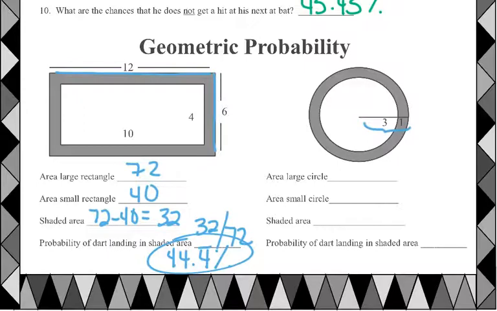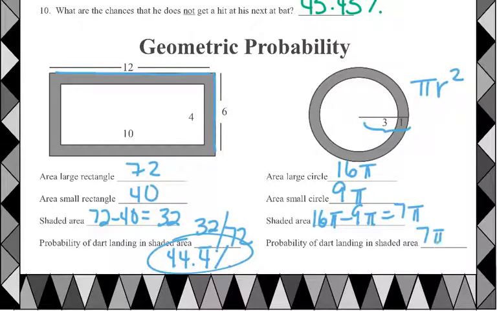The large circle here has a radius of 4, so I do this exact. Remember that pi r squared is the area of a circle. Area of the small circle would be 9 pi, so if I want to find the shaded part, I just subtract them, which is 7 pi. The probability is 7 pi over 16 pi, and if I divide that out, I get 43.75%. So kind of close there too.